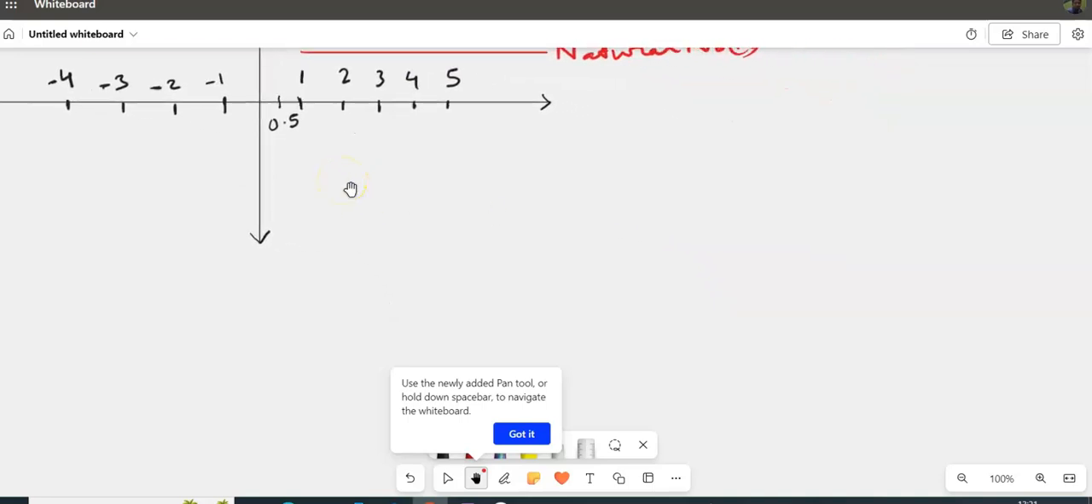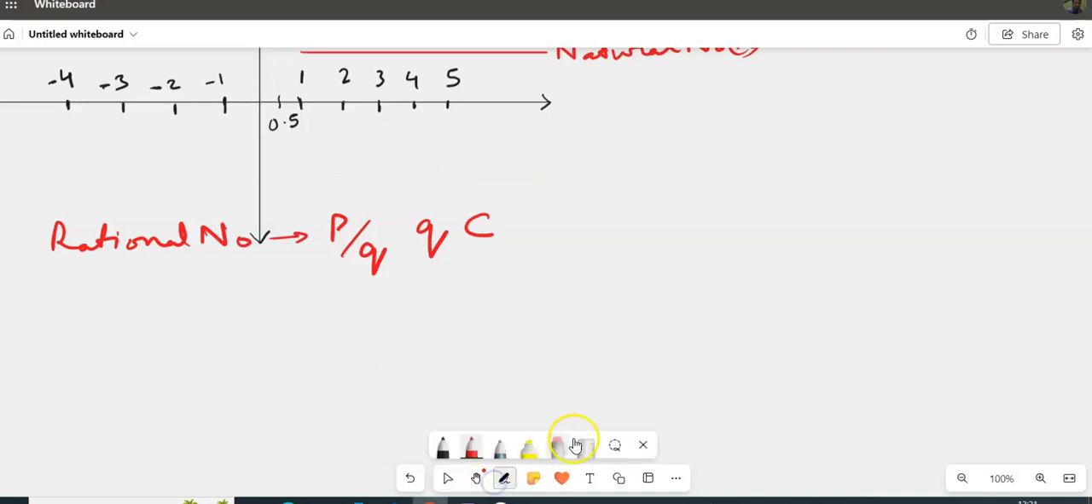So what are rational numbers? Rational numbers are any number which can be written in the form of p by q, where q should not be equal to 0. Okay, so rational numbers can be written in the form of p by q, where q should not be equal to 0.